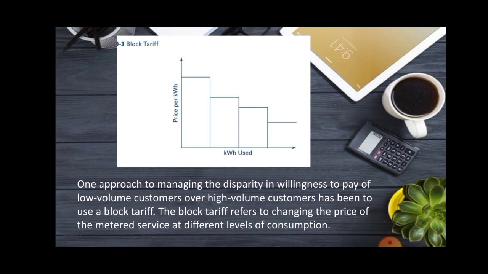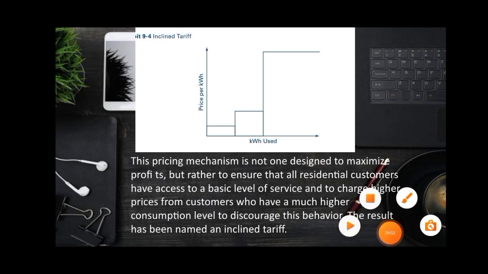So next is, this pricing mechanism is not one designed to maximize profits, but rather to ensure that all residential customers have access to a basic level of service and to charge higher prices from customers who have a much higher consumption level to discourage this behavior. The result has been named an incline tariff.